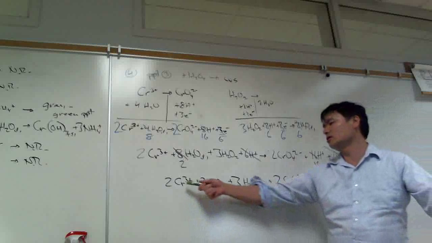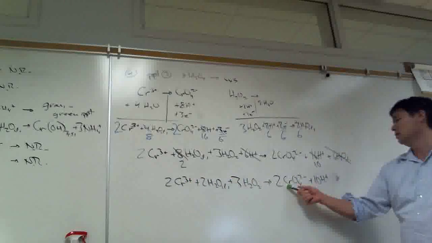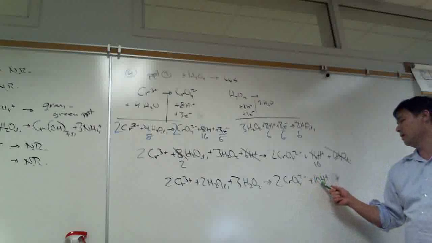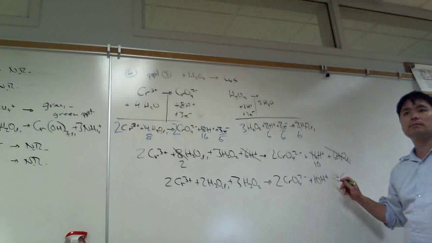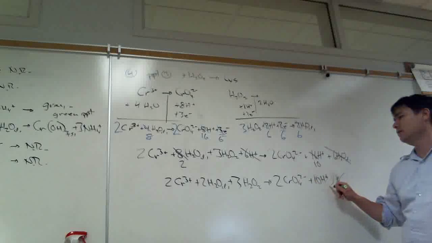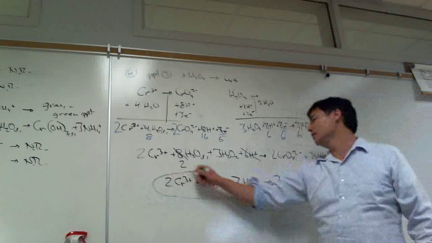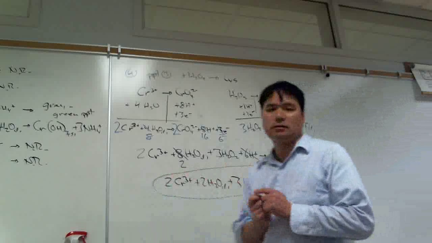Let's check the charge. It's plus 6 over here, minus 4 plus 10 gives us plus 6. And so this is balanced here. So this looks to be the redox reaction to convert chromium 3 to chromate.